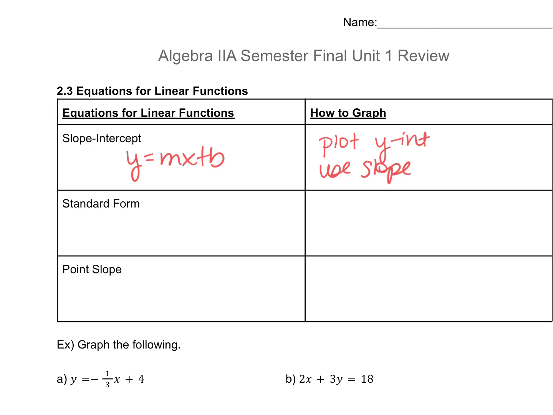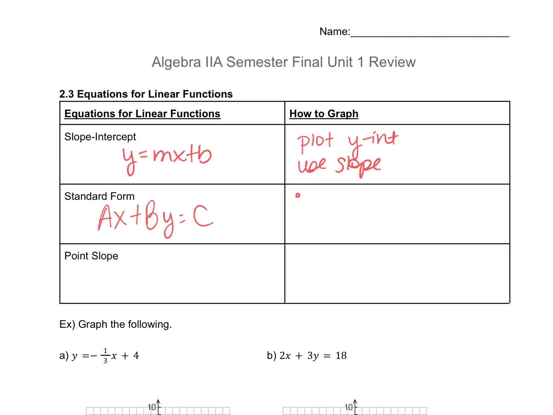Okay, standard form, so starting to get a little bit trickier. Standard form is capital Ax plus By equals C. There are two different options for graphing this one. You could either convert it to slope-intercept form, which is what I usually like to do most of the time. The other way is to find your intercepts. Your x-intercept is when y equals 0, and your y-intercept is when x equals 0.